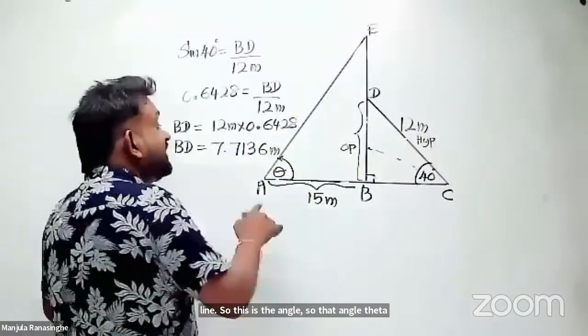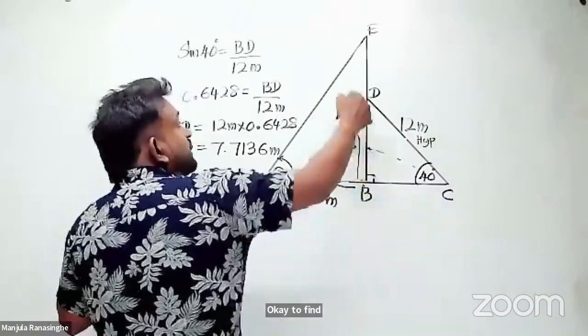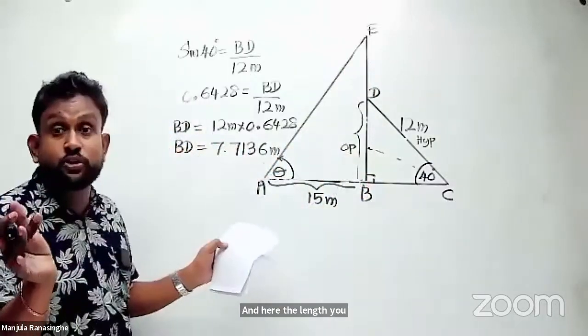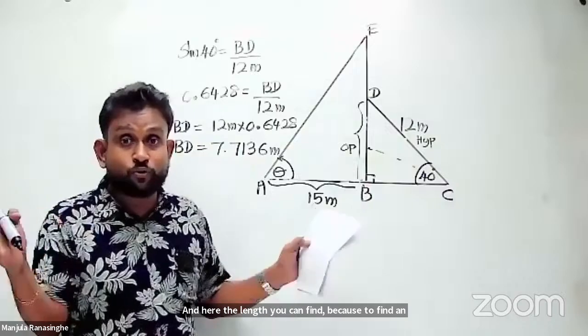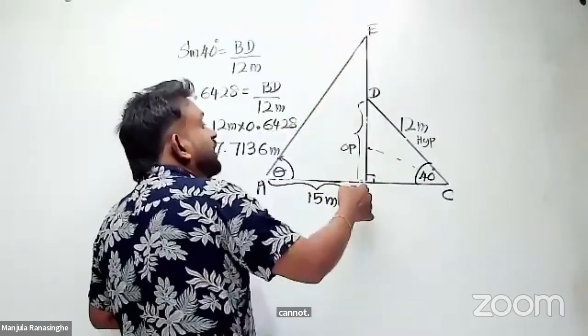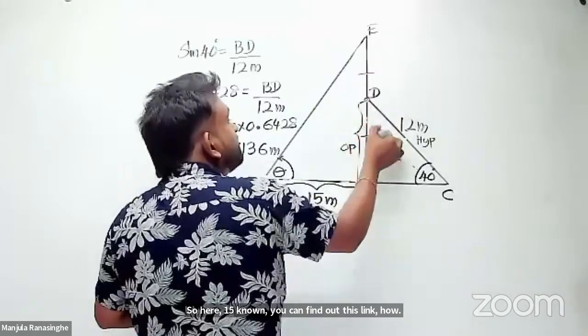To find theta, you have the side length here, and the other length you can find, because to find an angle, as I mentioned, two sides are required. Without two sides, you cannot. So here 15 is known, then you can find this length. How? They are saying it is the midpoint. That means these two sides are equal.